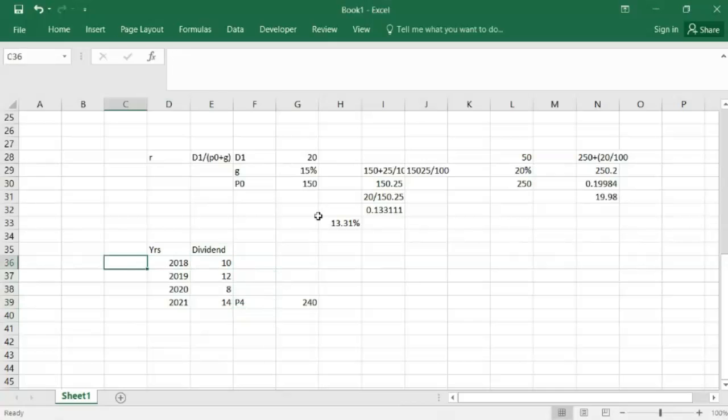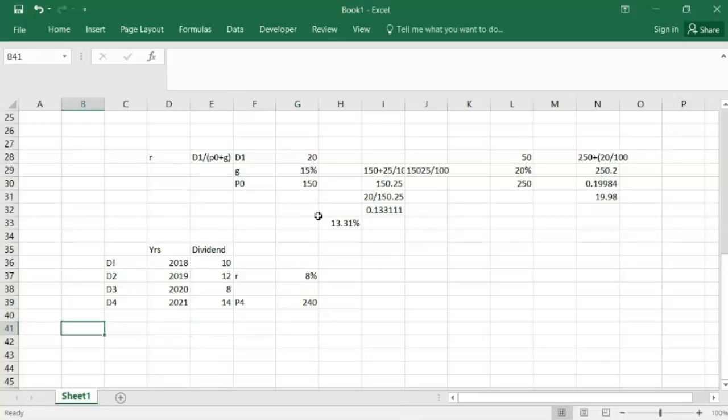This is like the dividend declared at the end of the 1st year, P1, dividend declared at the 2nd year, dividend declared at the 3rd year, dividend declared at the 4th year. These dividends are given. And the price at the end of the period is given in this particular problem. There is one more piece of information. The R is given. The expected rate of return is given as 8% for this particular problem.